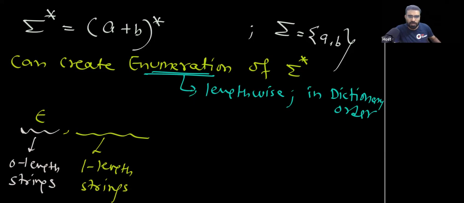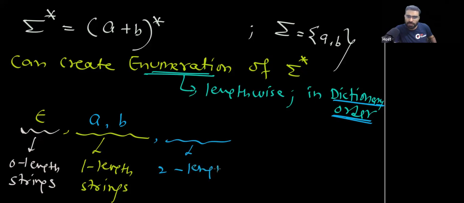1 length strings. Very simple. Only 2 1 length strings you have. So use the dictionary order. So you can put like this. Then what you can do? You can put all the 2 length strings. Again, put them in the dictionary order, like AA, then AB, then BA, then BB.